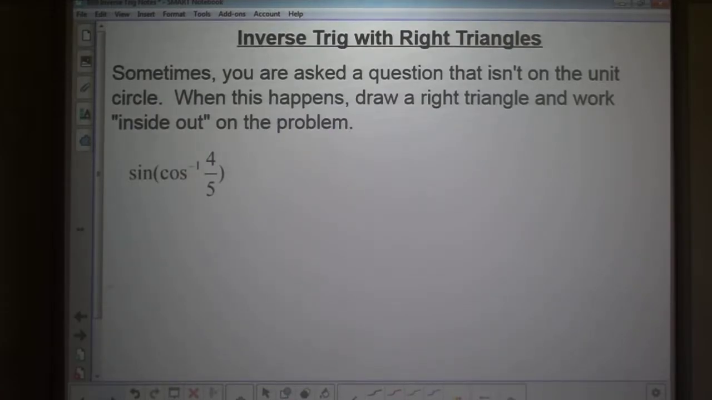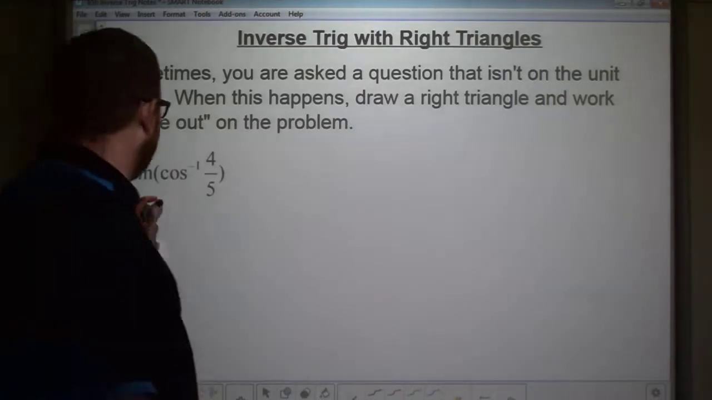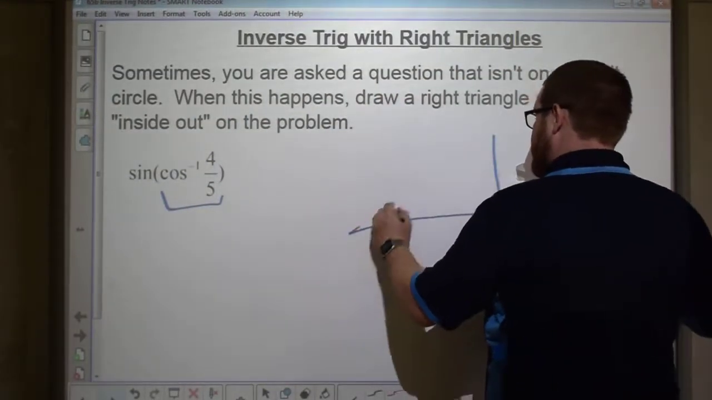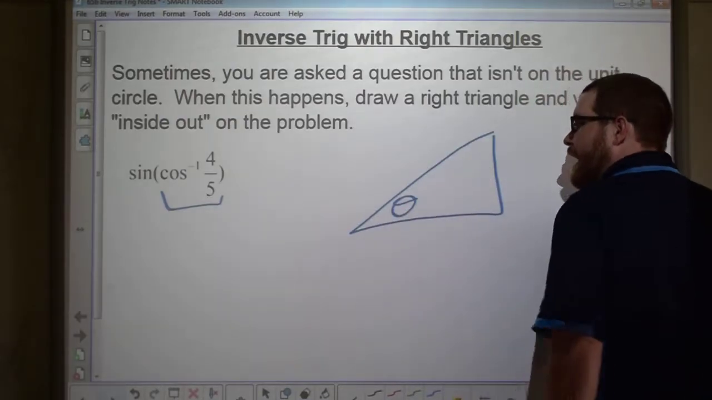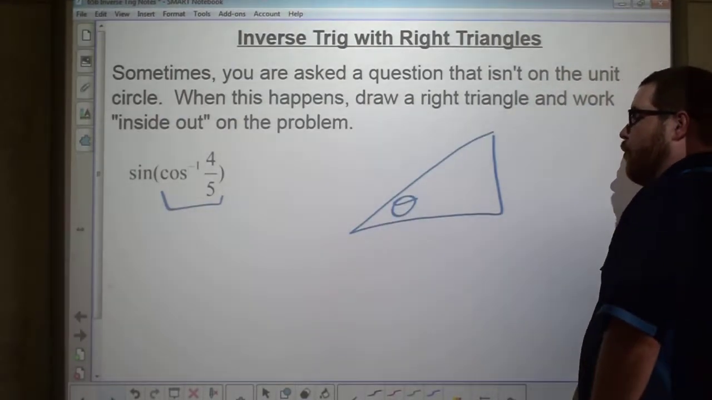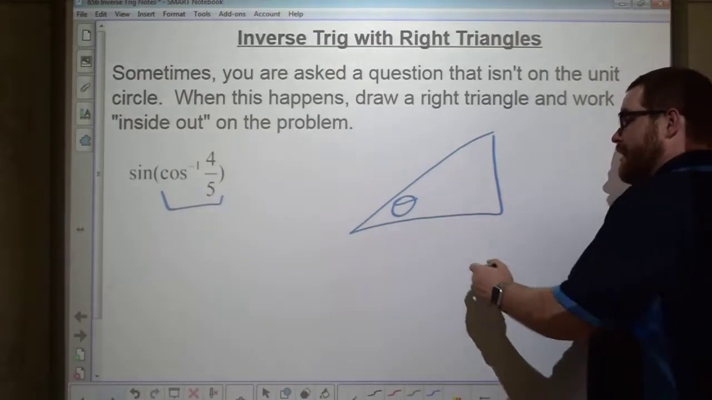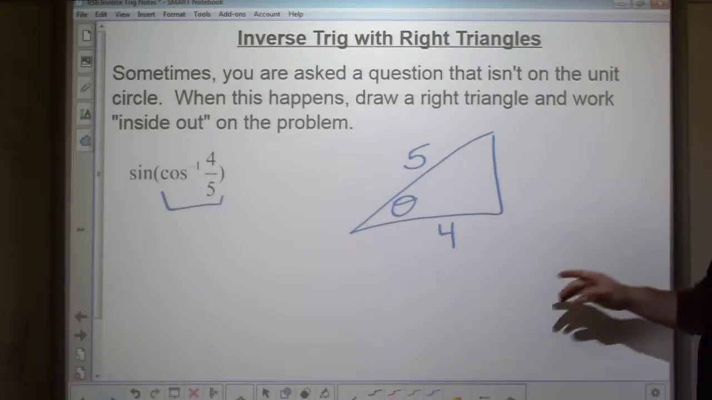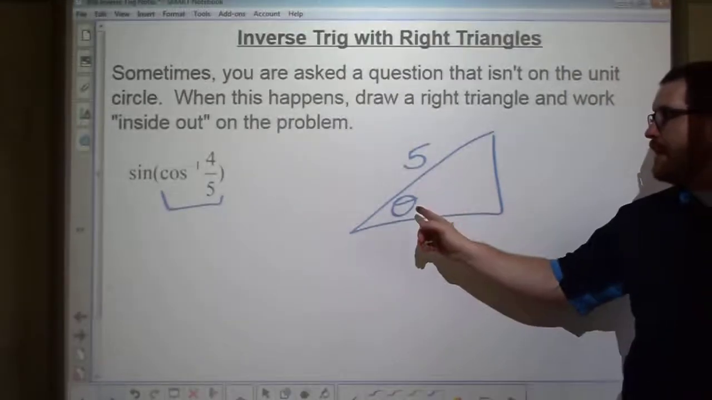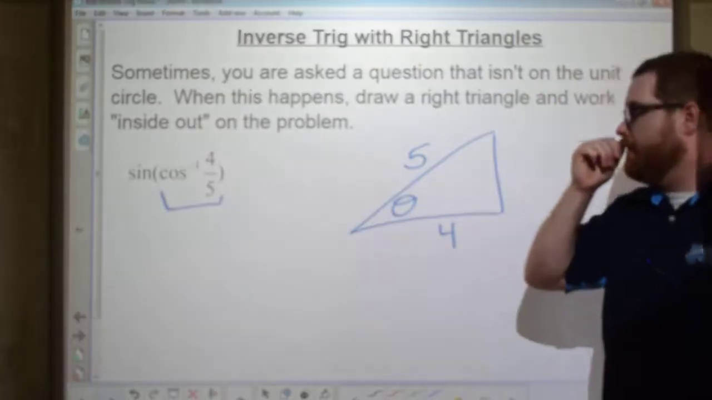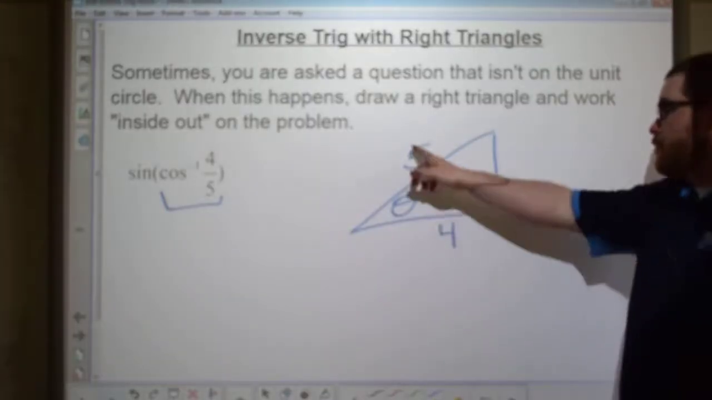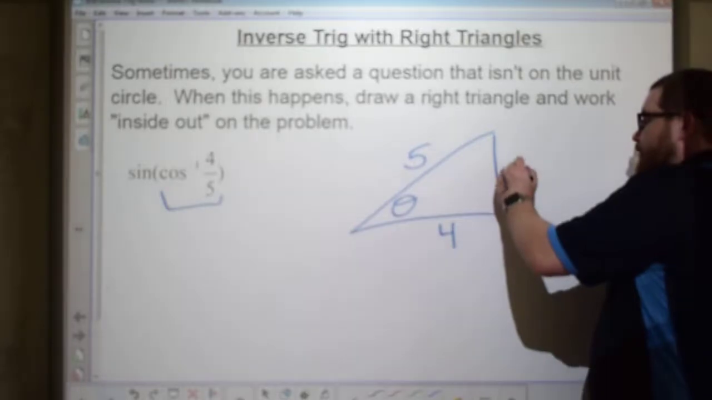What about if it's not something on the unit circle, but something I can draw a triangle out of? For example, this one says, I don't know what the angle is. I don't know what this angle is, but I know its cosine is 4/5. Cosine is adjacent over hypotenuse. I know the adjacent over hypotenuse has to be 4/5 because it's cosine inverse. What's my missing side? You could use Pythagorean theorem. 25 minus 16, take the square root of it, you'll get 3.